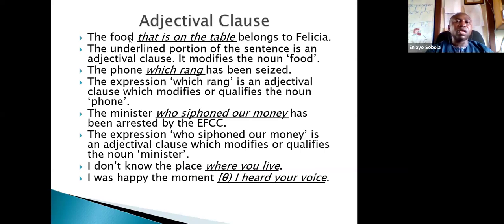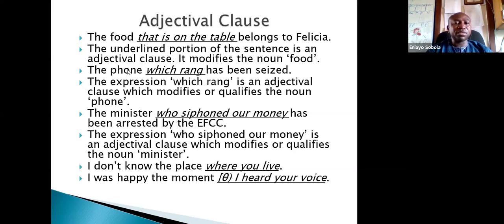Look at the food that is on the table belongs to Felicia. The underlying expression here, that is on the table, is a relative or adjectival clause. We have seen it. And it modifies the noun food. What is on the table? The answer will be food. So we have the relative or adjectival clause modifies the noun food.